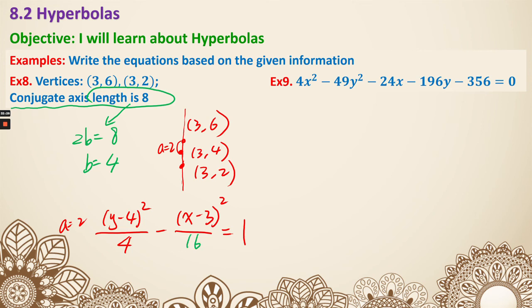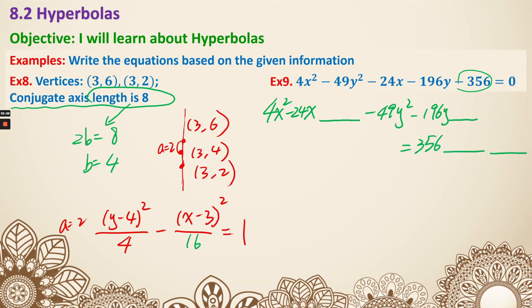Example 9. So this is a general equation, and we need to turn it into a standard form, which means we are going to do completing the square. Let's put all the x and the y's together first. 4x squared minus 24x, leave a space, minus 49y squared minus 196y, leave a space, equals, moving the negative 356 to the right is going to be a positive 356 and 2 spaces.